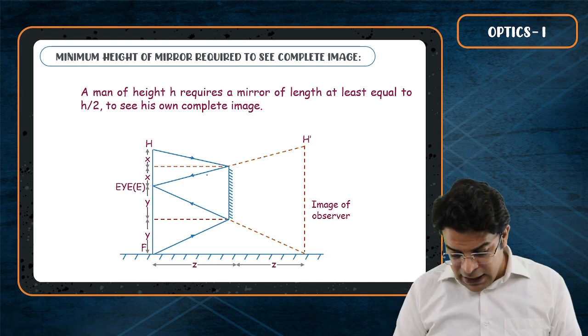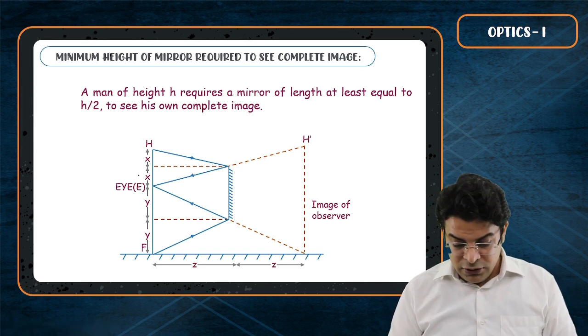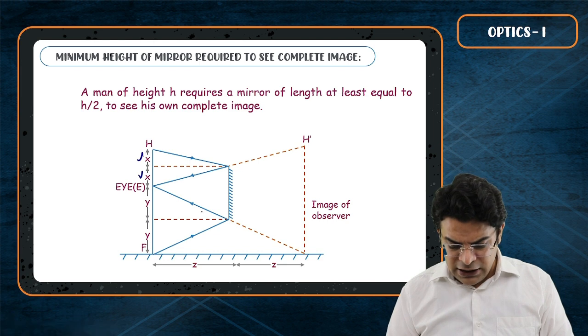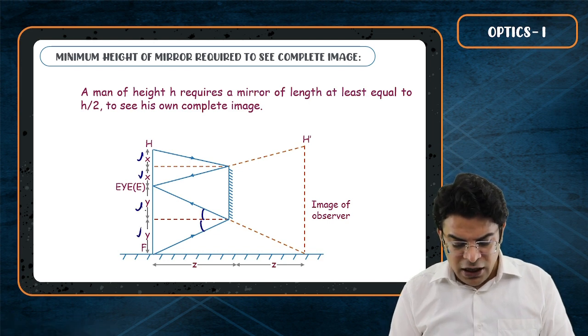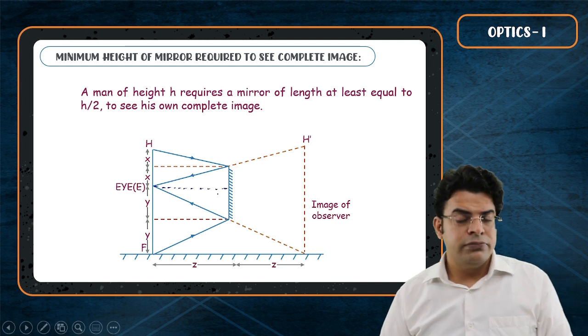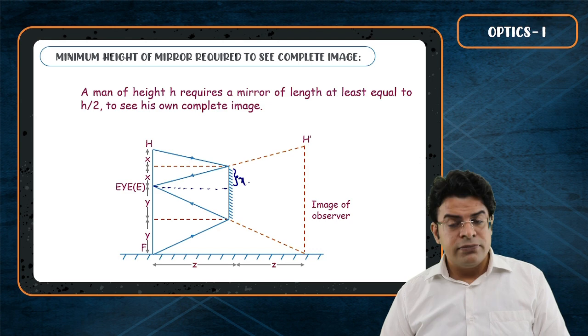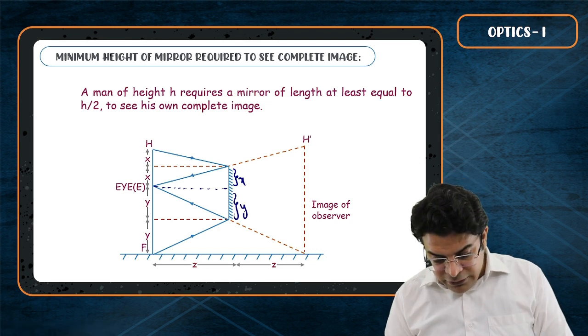Can I say that since these two angles will be equal, these two lengths x and x are equal, and similarly these two lengths y and y are equal. If I think of one line here, normal line, can I say that this length will also be x and this length will also be y?